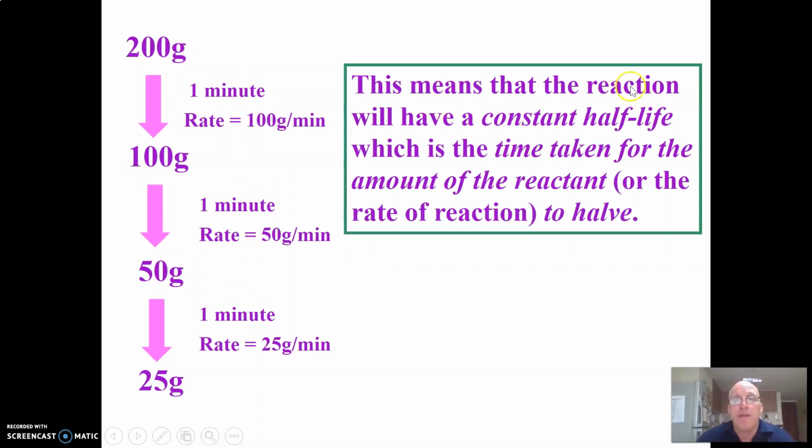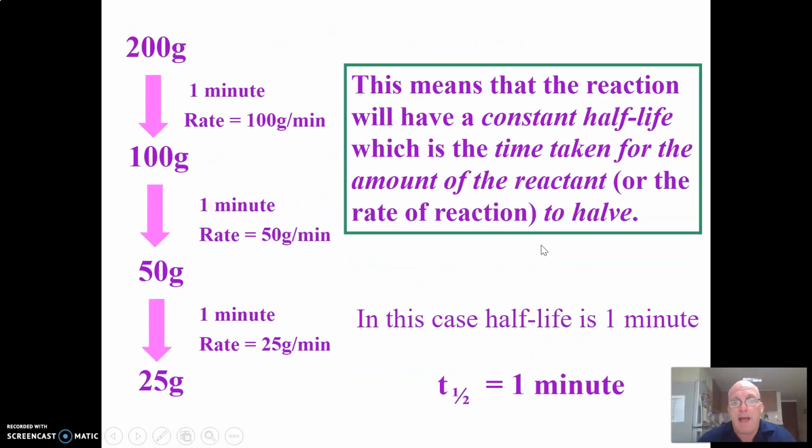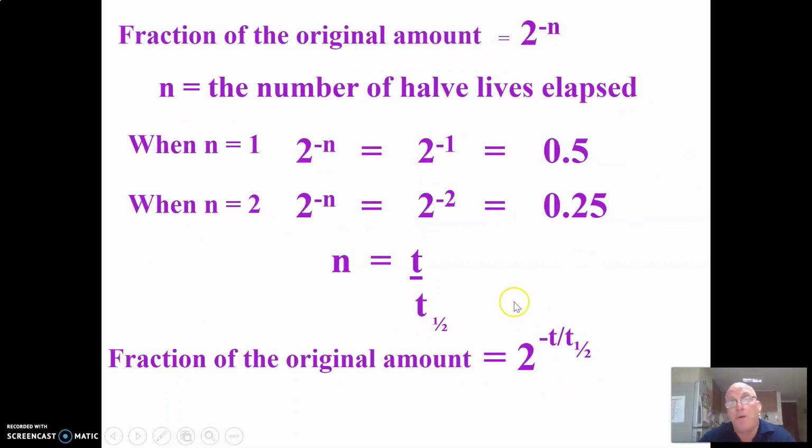There you go. This means that the reaction will have a constant half-life, the time taken for the amount of reactant to halve. And that's only true for first order, okay? And in fact, in this case, the half-life is 1 minute. Now, it's a pretty neat little thing here. The fraction of the original amount remaining is always 2 to the minus the number of half-lives. And this should be obvious because if one half-life has passed, then n is 1. And what is 2 to the minus 1? It is a half. So you've got half the amount left.